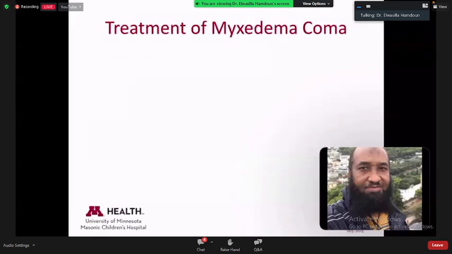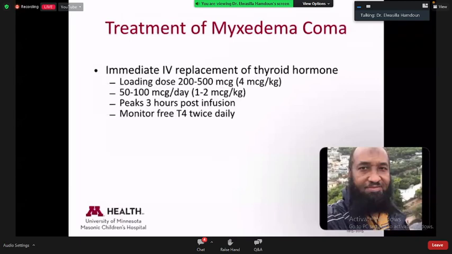In that case, remember the treatment needs to be aggressive. You need to go through IV replacement, not oral replacement. With all of this ileus and in the critical setting, oral replacement is not a good idea. So you go with IV replacement with thyroid hormone. Here is the dose for those who are interested. But the general idea: you go IV, you go quick, and then you monitor the effect. In this case, you do daily and sometimes twice daily measurements of the free T4.